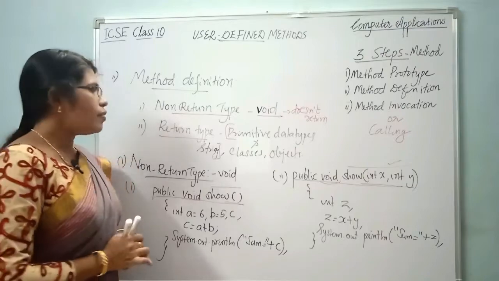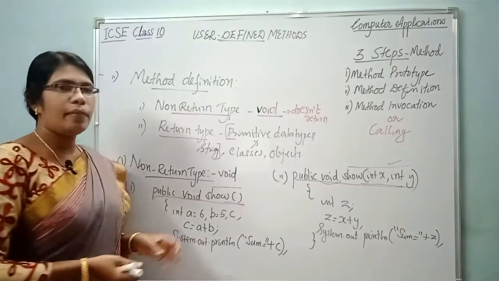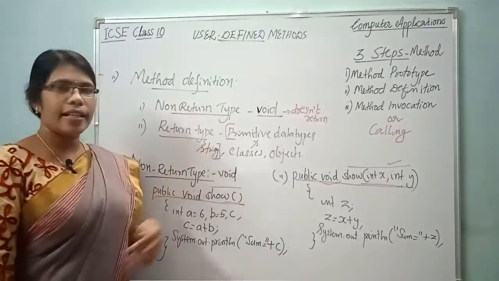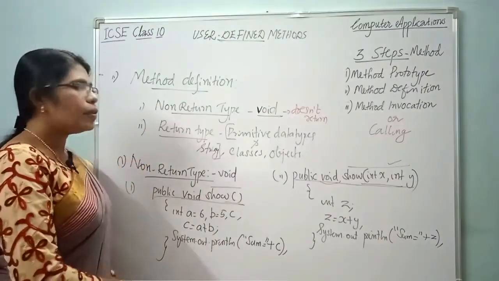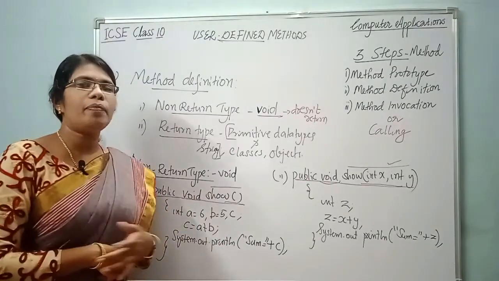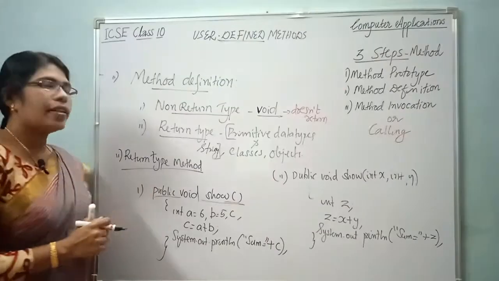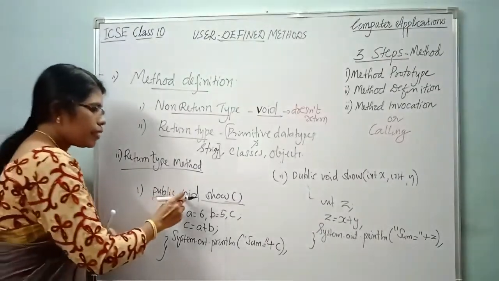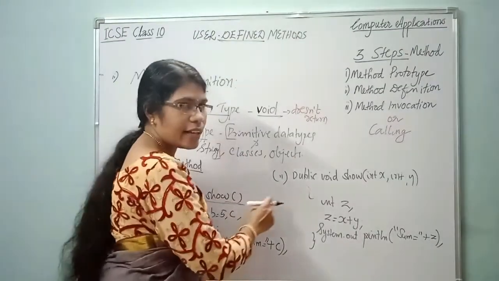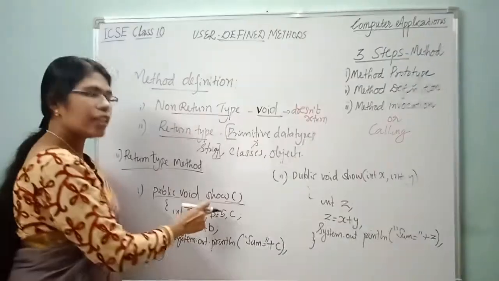Okay. Then next we will move to the return type method. That is, the return type method means other than void, all other primitive data types and the string, classes, objects also can be included as return type. So instead of this void, we will write the primitive data type. Okay, let's look at return type method. So in non-return type, we specify with the void keyword. So these two are the examples for non-return type, with parameter and without parameter.